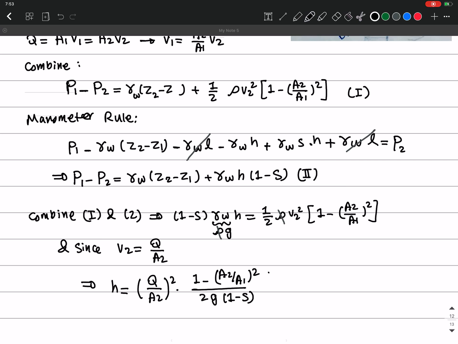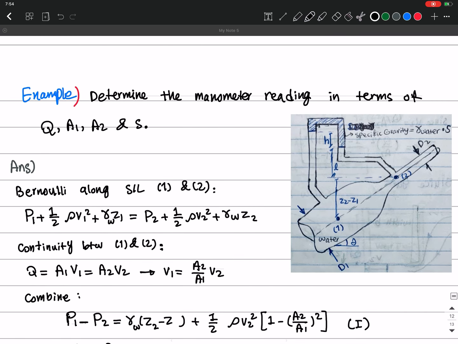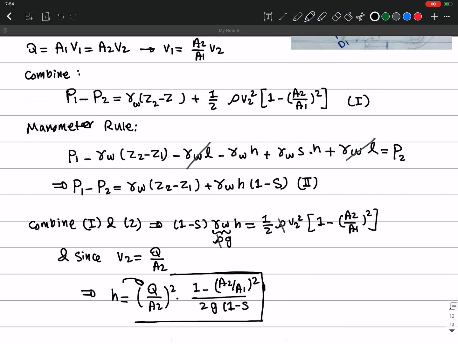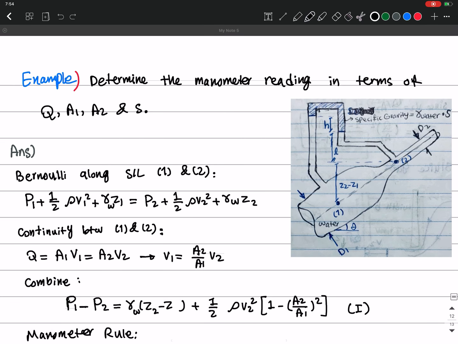Okay, so this is the formula of H, which is the manometer reading in terms of Q, A2, A1, and S. And this is what the problem wanted us to solve.